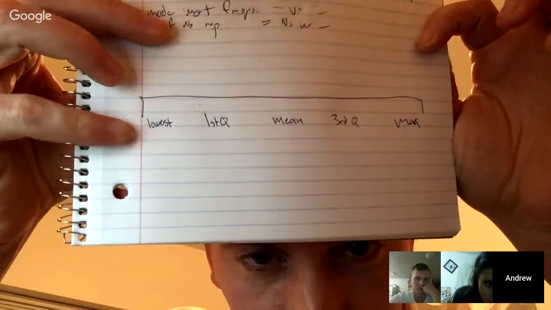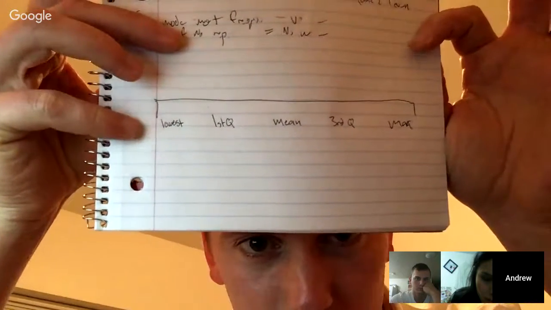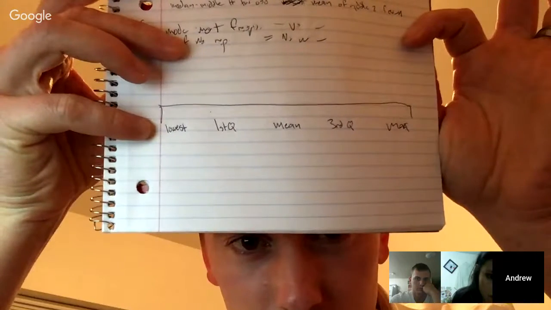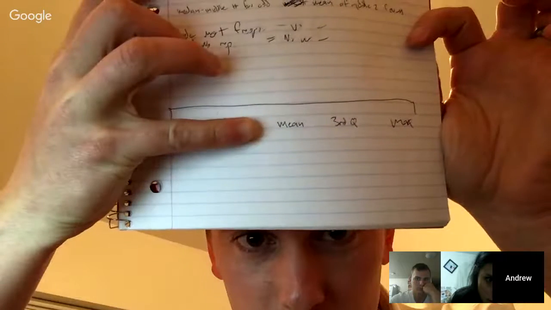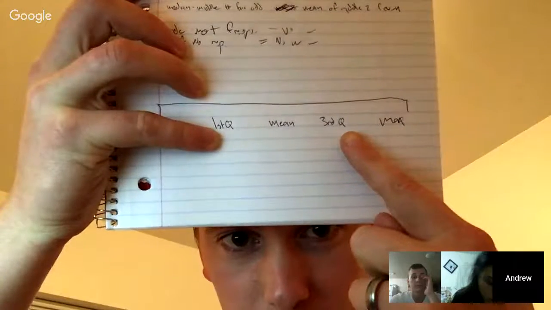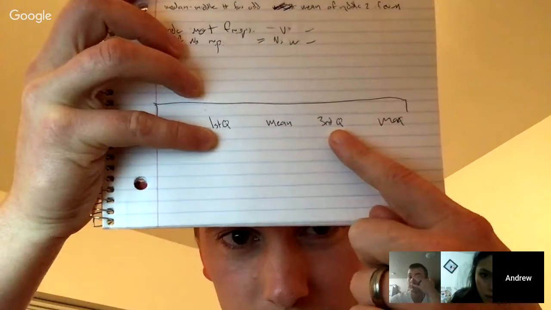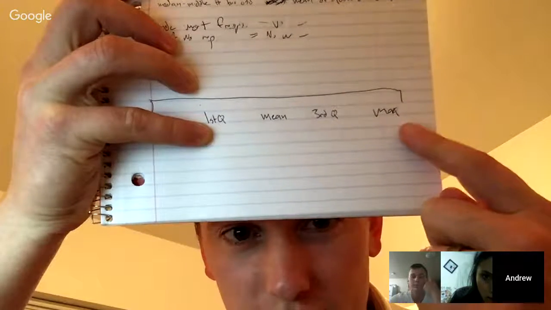So starting right here, you have the smallest number in your sample, the very lowest. And then that's the first quartile. And then you have the mean, which is also the second quartile. And then the third quartile. And then the very highest number in your sample. And it makes it easier for you to see the shape of things, and it helps you graph it. Just ways to represent data.